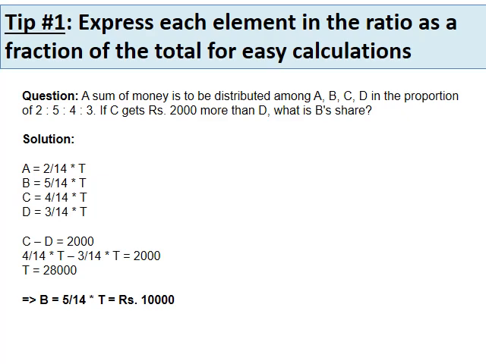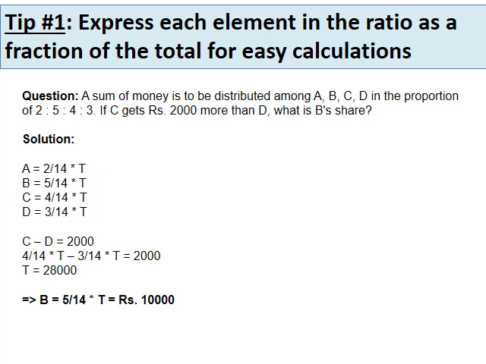Let's look at a question. A sum of money is to be distributed among A, B, C, and D in the proportion of 2:5:4:3. If C gets rupees 2,000 more than D, what is B's share? The solution can be expressed in the following way.